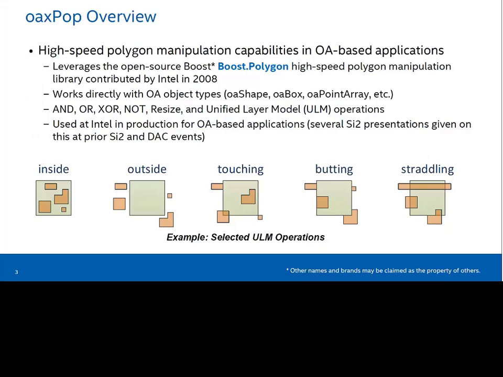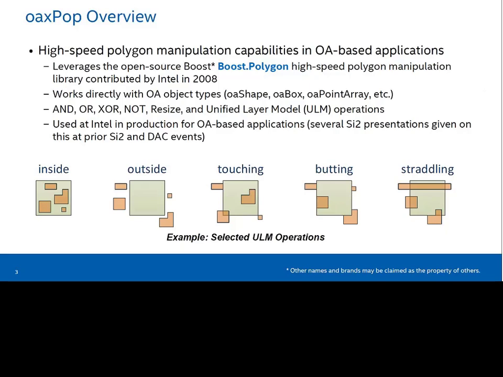But basically, it's a high-speed Polygon manipulation capability that we have integrated into OpenAccess, the OpenAccess API, essentially. And it uses the Boost Polygon library. Boost is an open source set of various libraries that are useful in general, and this is one of them. This was actually contributed by Intel back in 2008, and once again we picked that up and we made it work with the OpenAccess object types, so the shape, box, point array, and so forth.